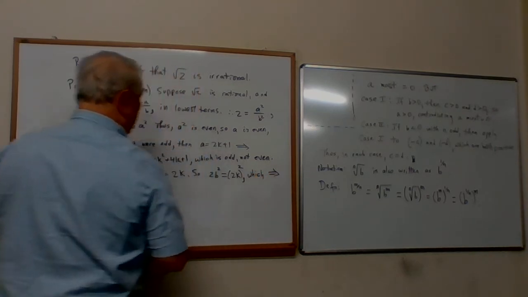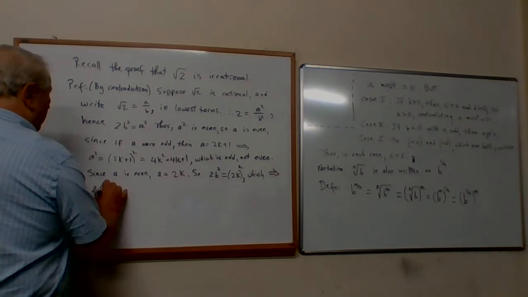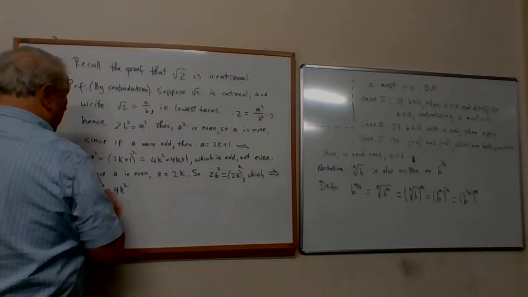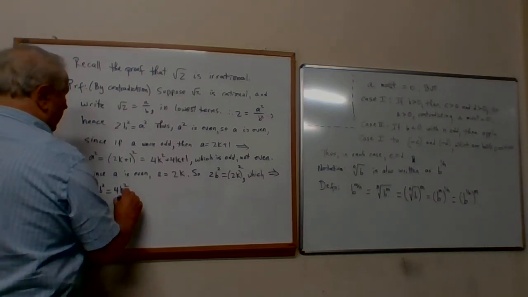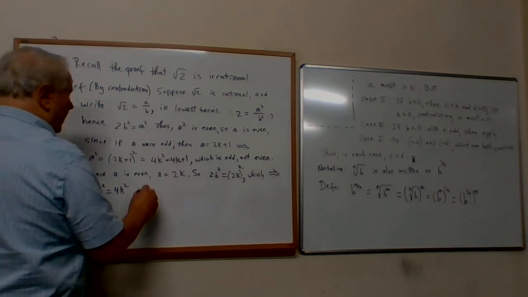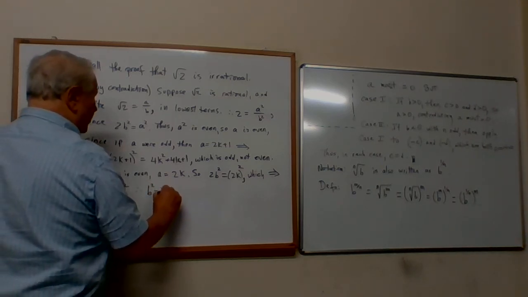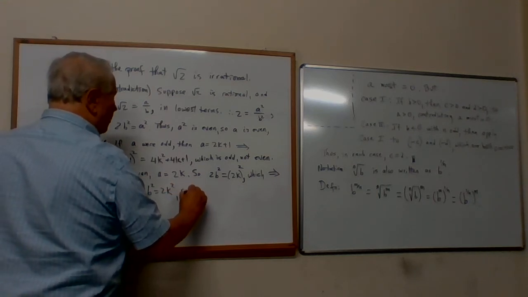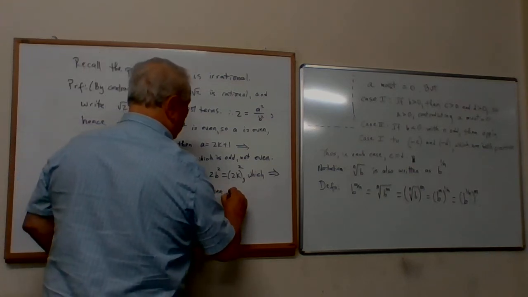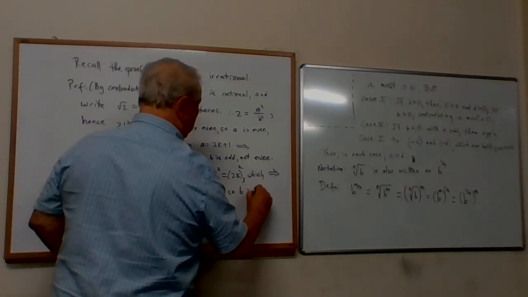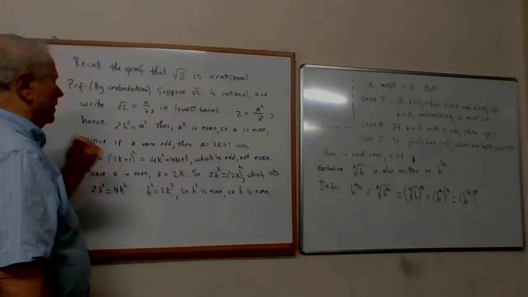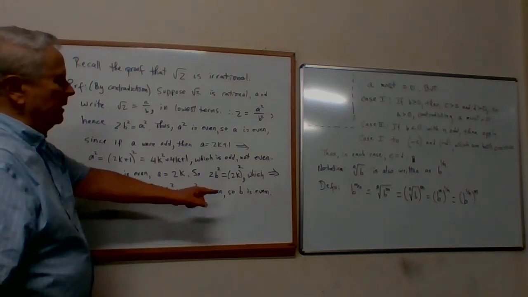Which implies that 2b squared, now let's square this, that's 4k squared. Therefore, if I cancel a 2 on both sides, b squared equals 2k squared, so b squared is even, so b is even. Now what's wrong with that? A is even and B is even.